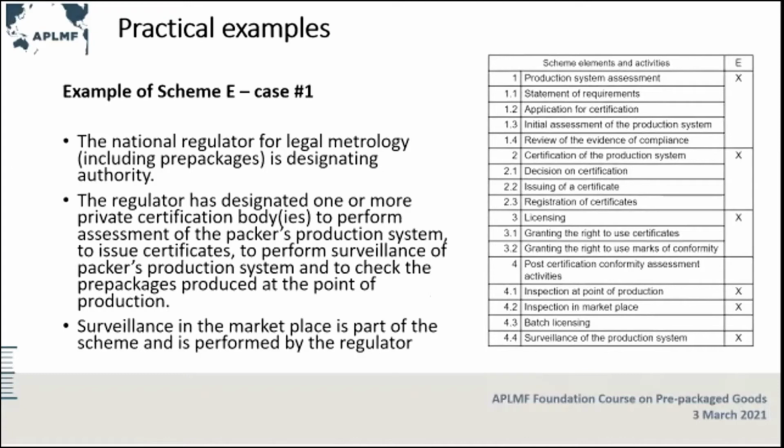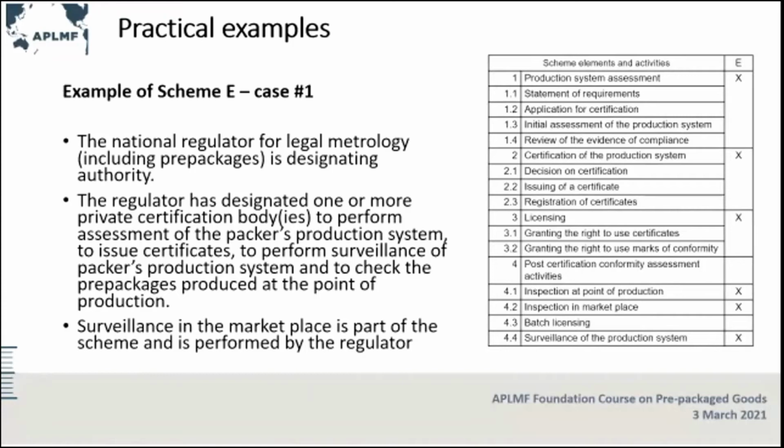It means that the national regulator for the legal metrology is the designating authority. So it means that government can grant it to another party to be the designated body, and then the regulator has designated one or more private certification bodies to perform assessment of the packer's production system, to issue certificate, to perform surveillance, and to check the prepackaged product at the point of surveillance.